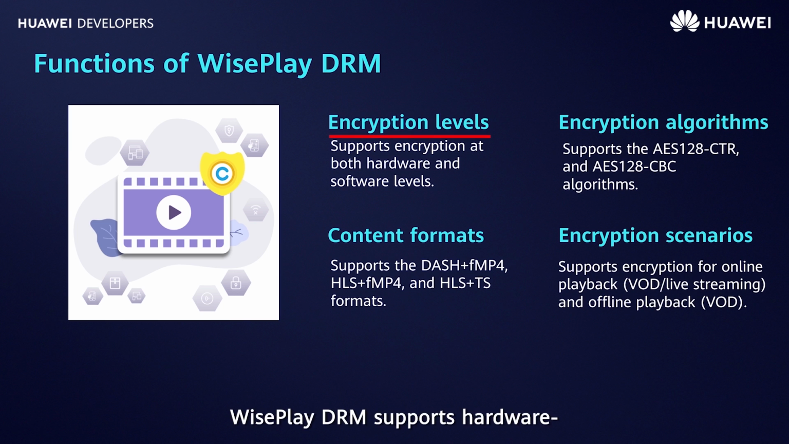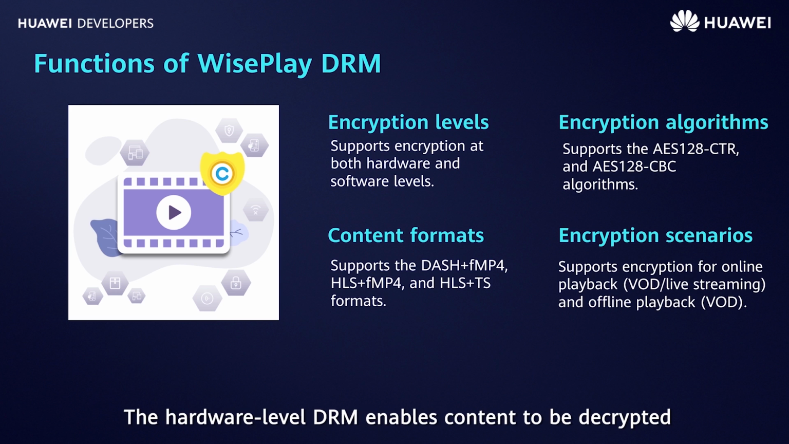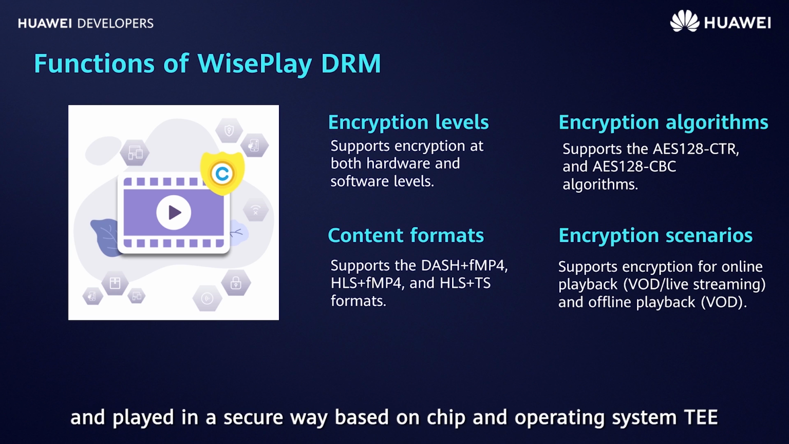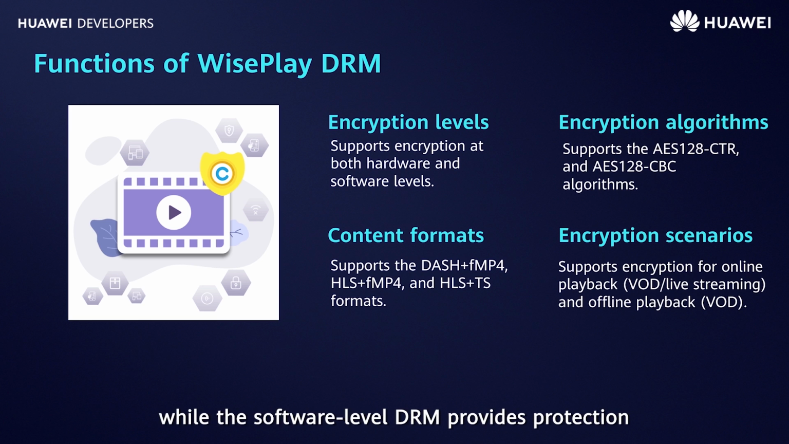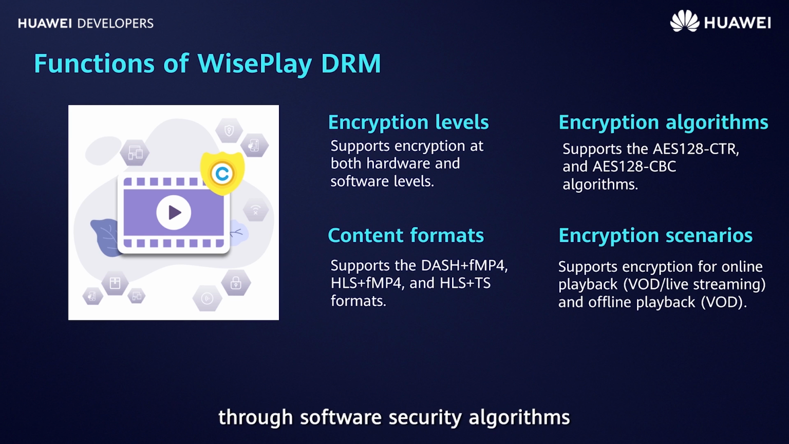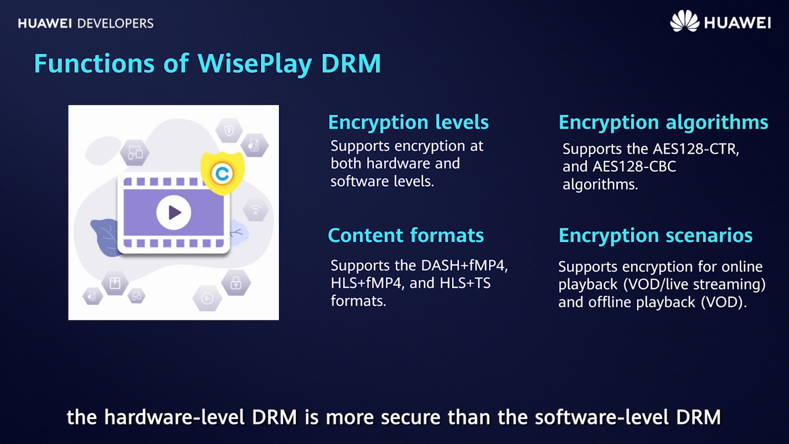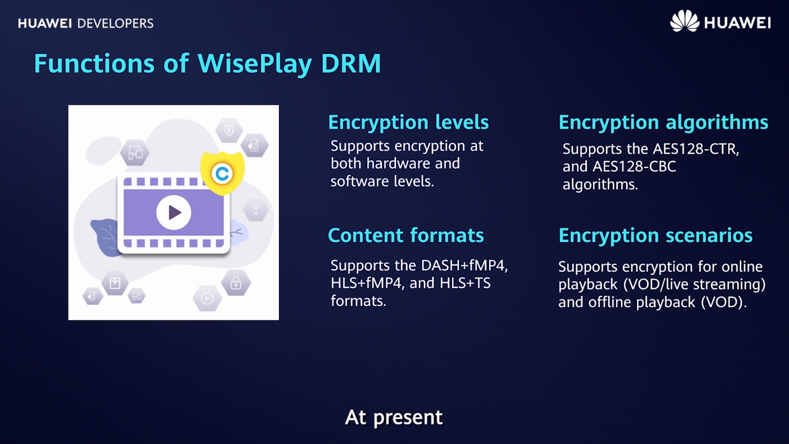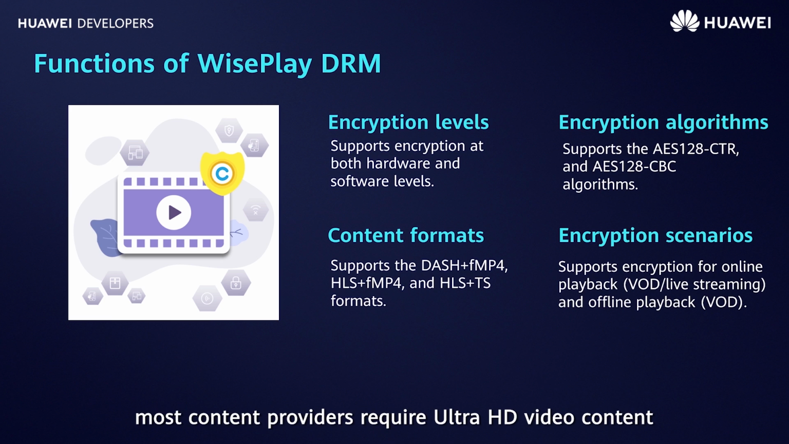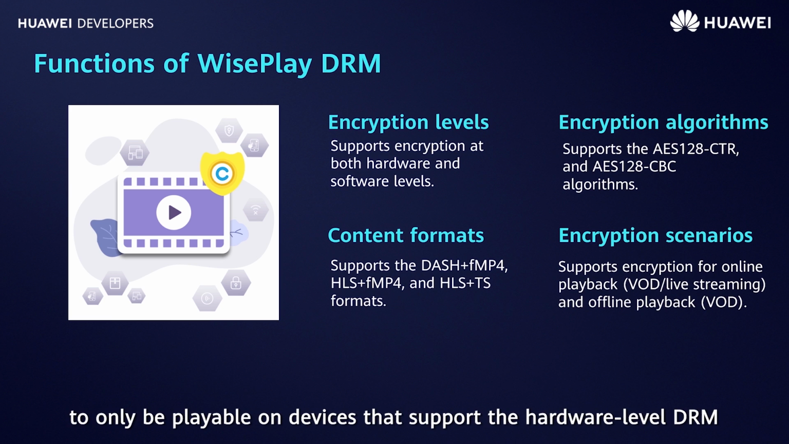1. WisePlay DRM supports hardware and software-level DRM protection capabilities. The hardware-level DRM enables content to be decrypted and played in a secure way based on chip and operating system TEE, while the software-level DRM provides protection through software security algorithms executed on the operating system REE. Therefore, the hardware-level DRM is more secure than a software-level DRM. At present, most content providers require Ultra HD video content to only be playable on devices that support the hardware-level DRM.